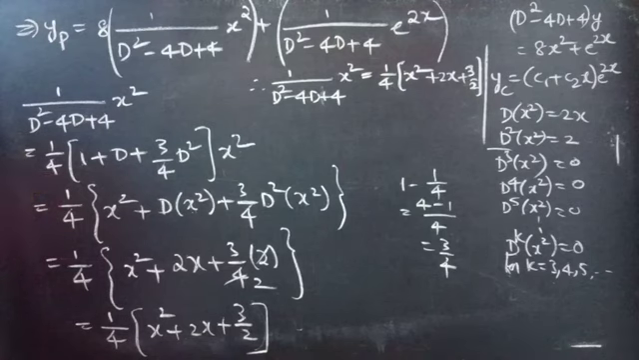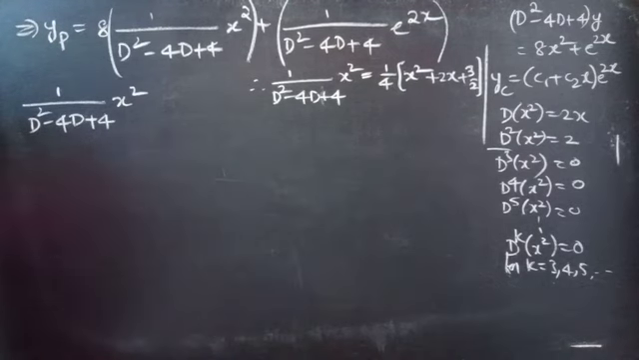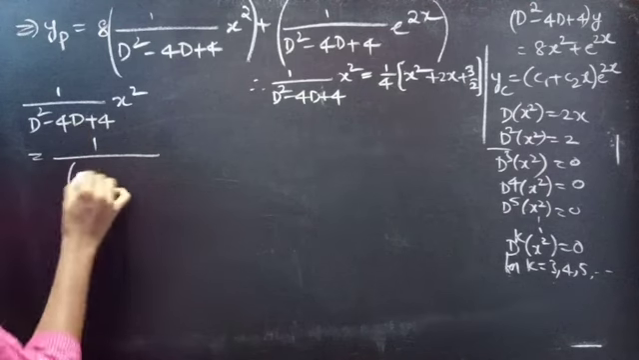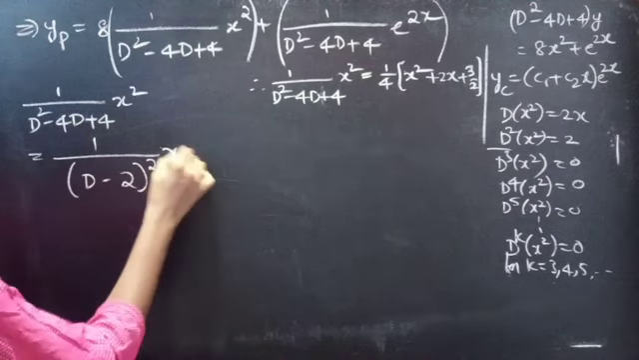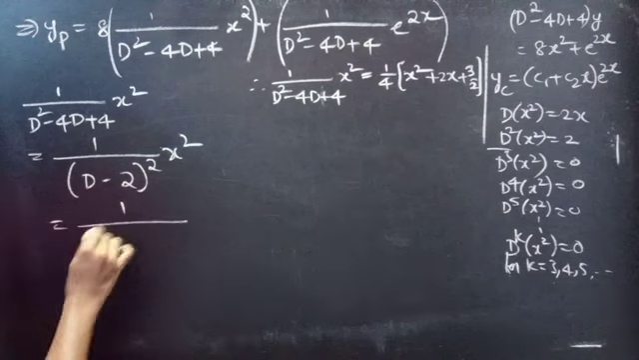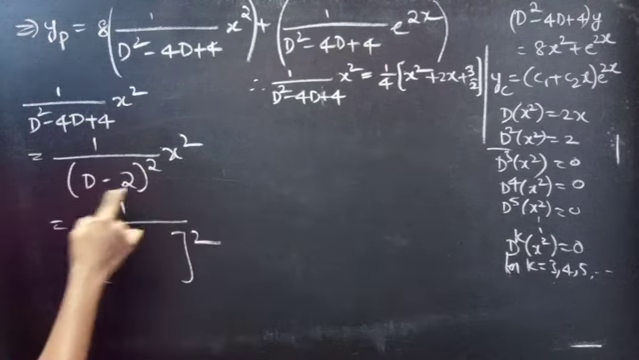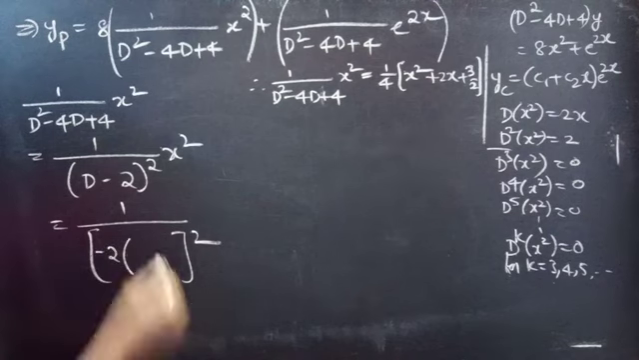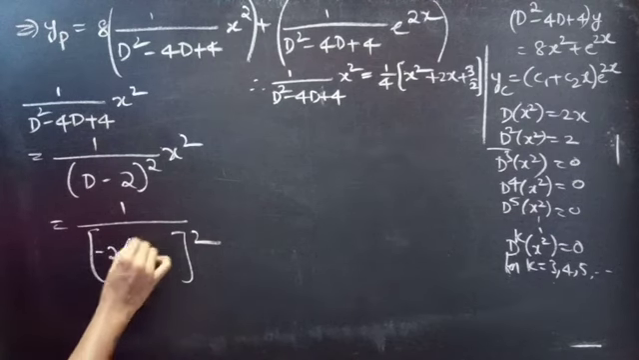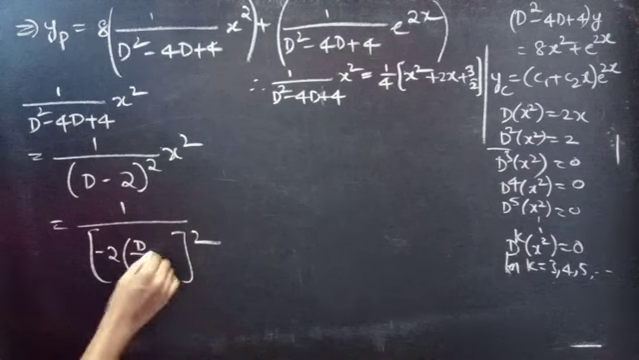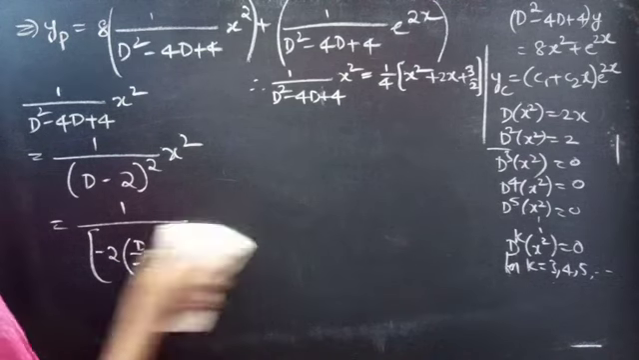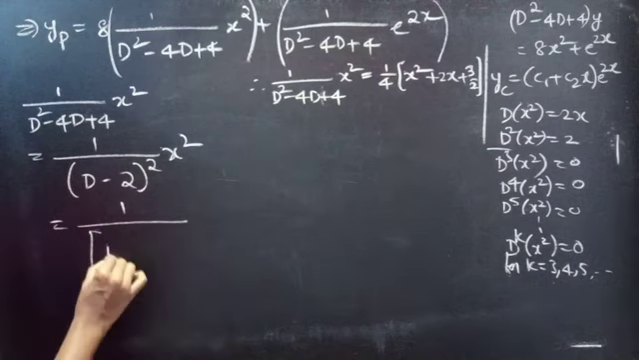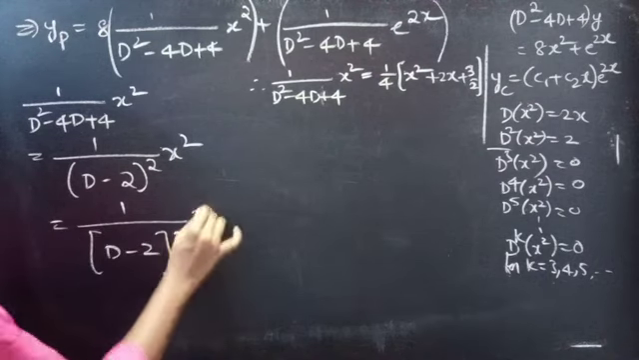We can solve like this, or we know that d square minus 4d plus 4 is d minus 2 whole square, right? Now, take minus 2 common from d minus 2. We'll get minus 2 of d by minus 2. Okay, we'll show you clearly. I'll just write the same step. D minus 2 whole square into x square.